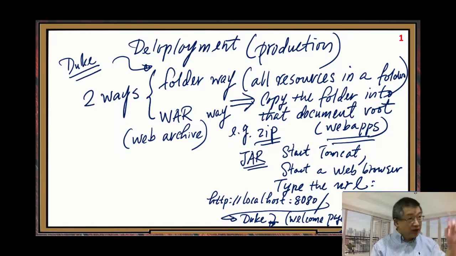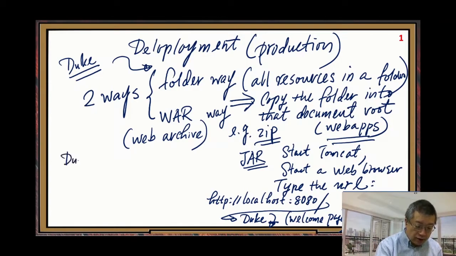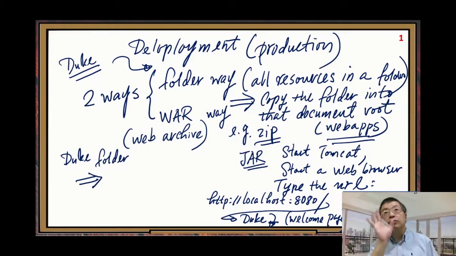So basically, let me still use the Duke example. We need to archive this Duke folder. We start from that Duke folder, and then we use some special tool to archive it. What kind of tool can you think of?